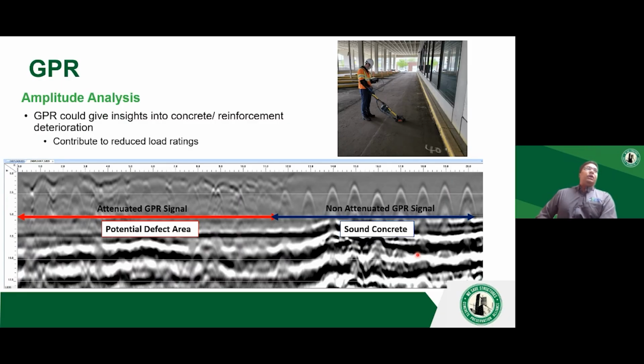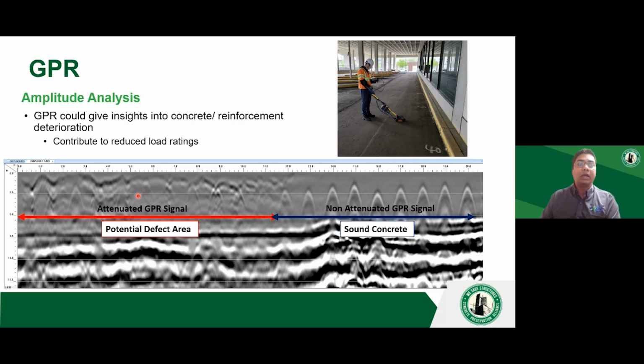In some cases, we use GPR for amplitude analysis. Essentially, we are looking at the strength of the signal that's coming back from the concrete. You see on the right side, you have very sharp, very clearly defined peaks. Whereas on the left side, you have an attenuated signal, or you don't have any sharp peaks, or you have a diffused peak. This is an indication that the concrete has potential defects.